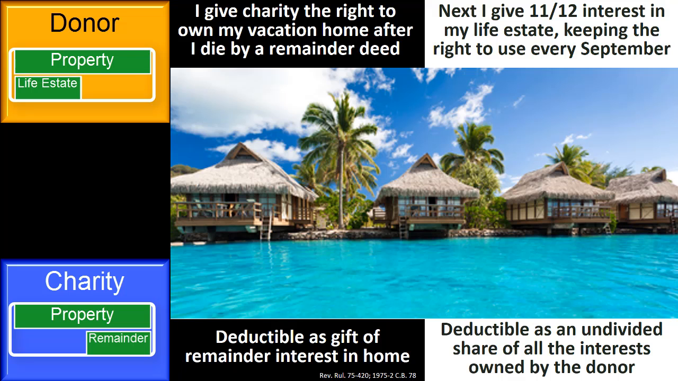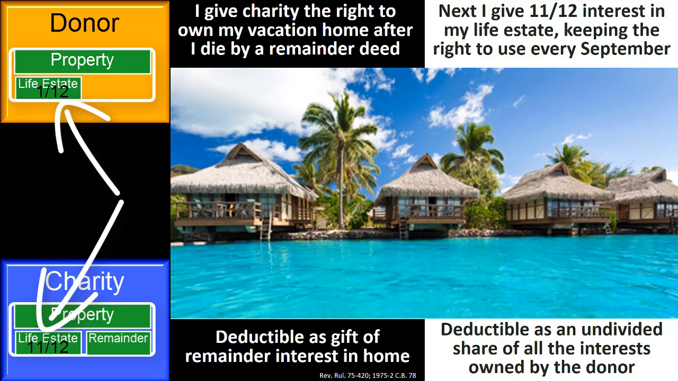This right to use is called a life estate. The donor then gives an 11/12 interest in his life estate, keeping the right to use the property for 1 month out of the year. This gift is deductible because it is an undivided interest in all of the rights still owned by the donor.